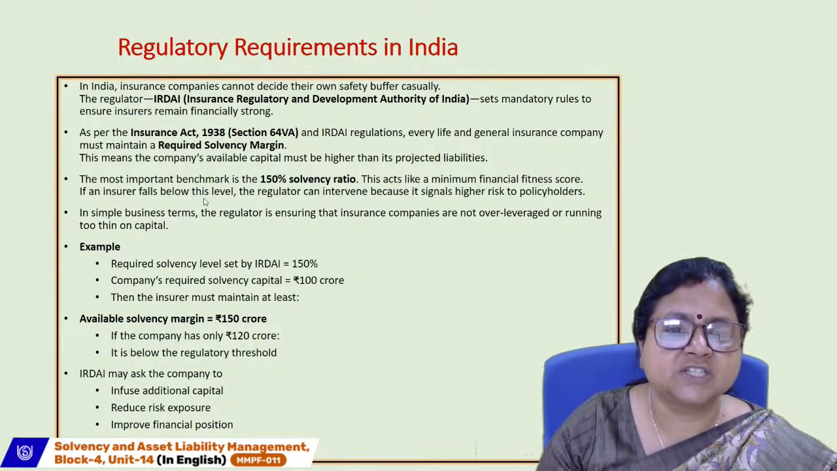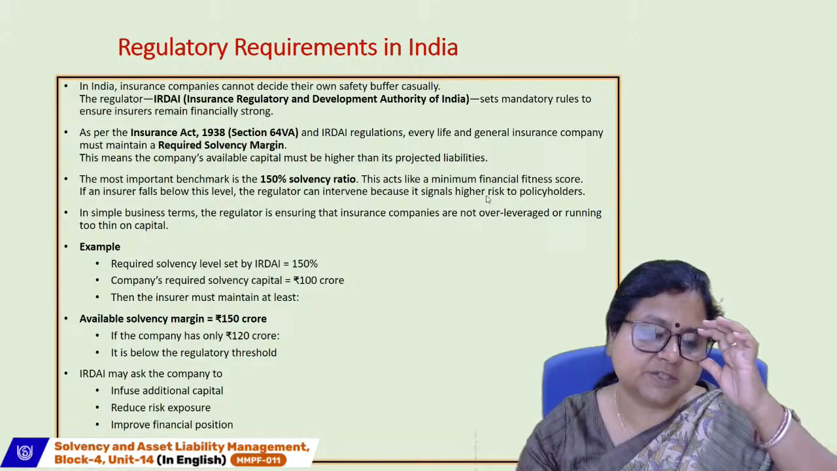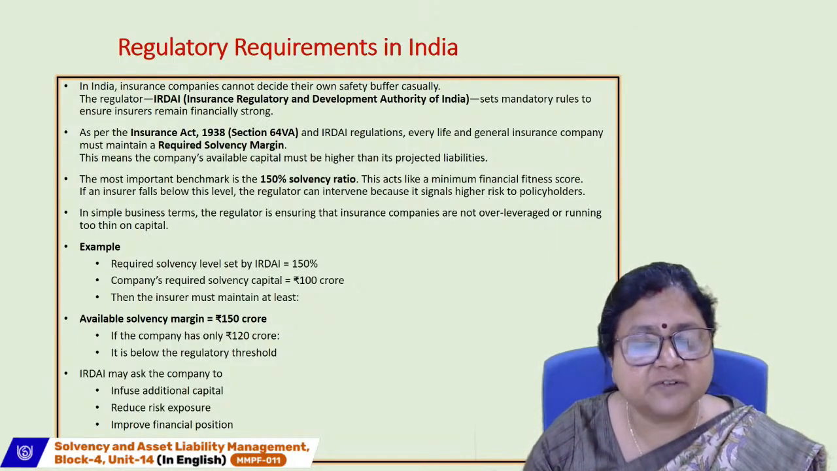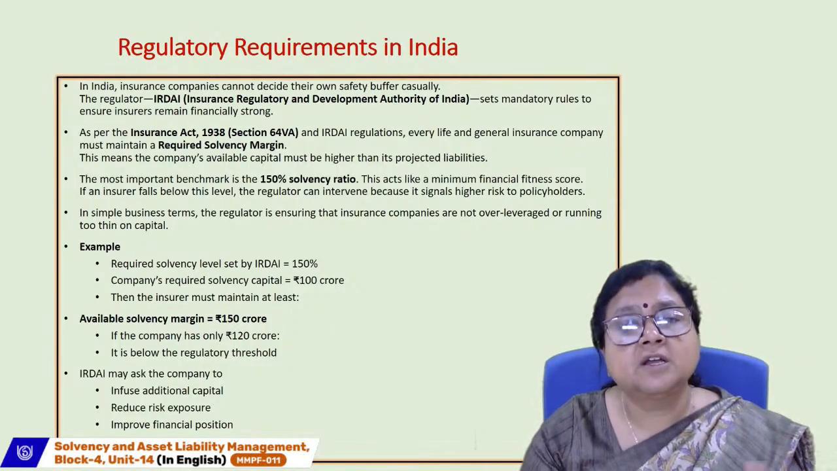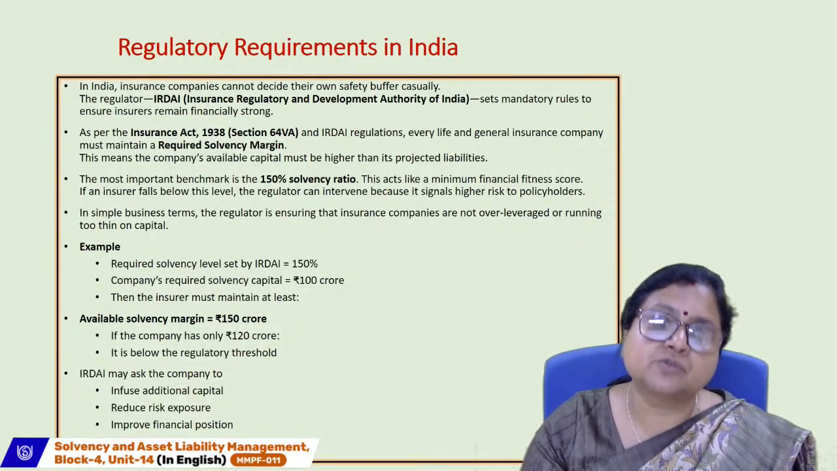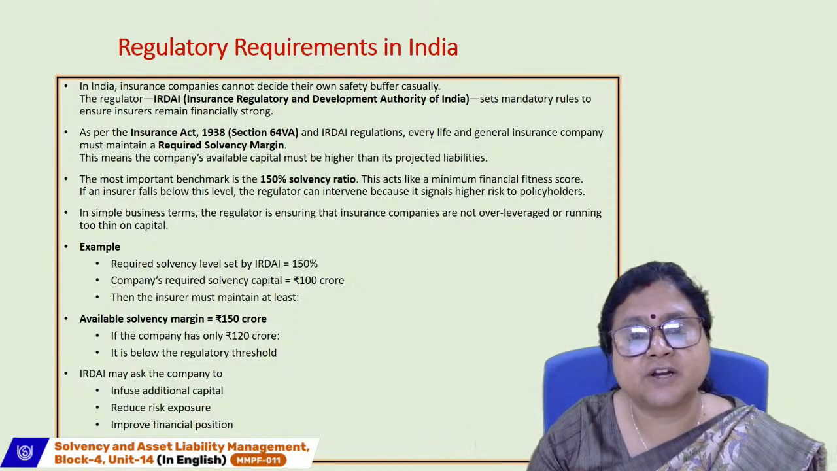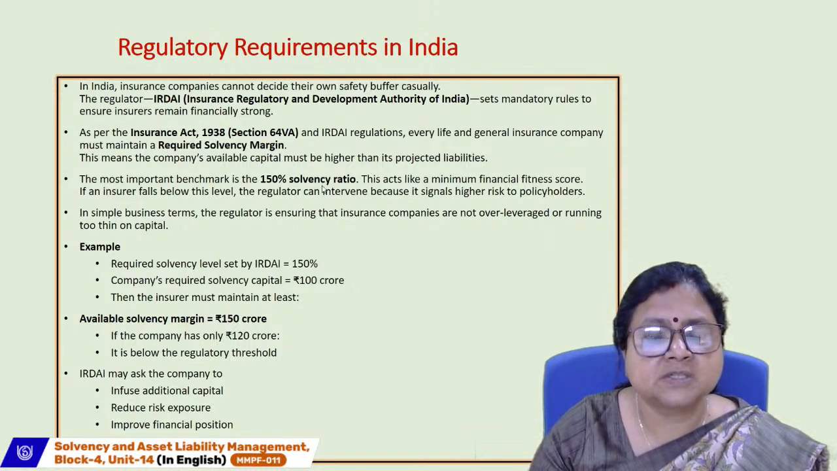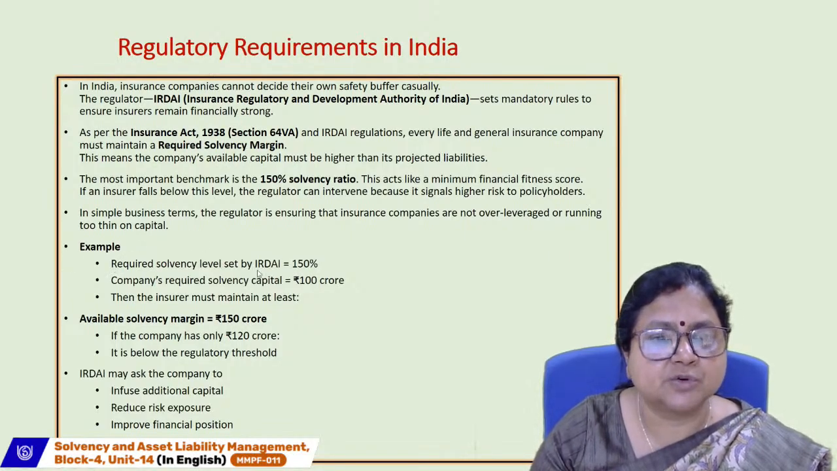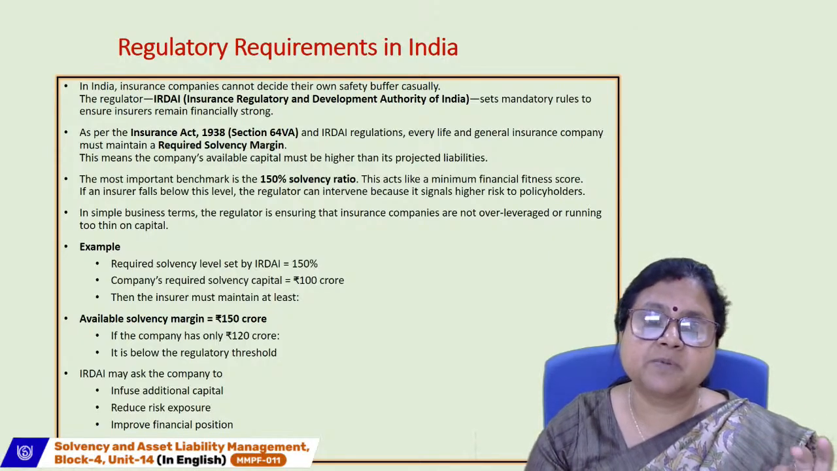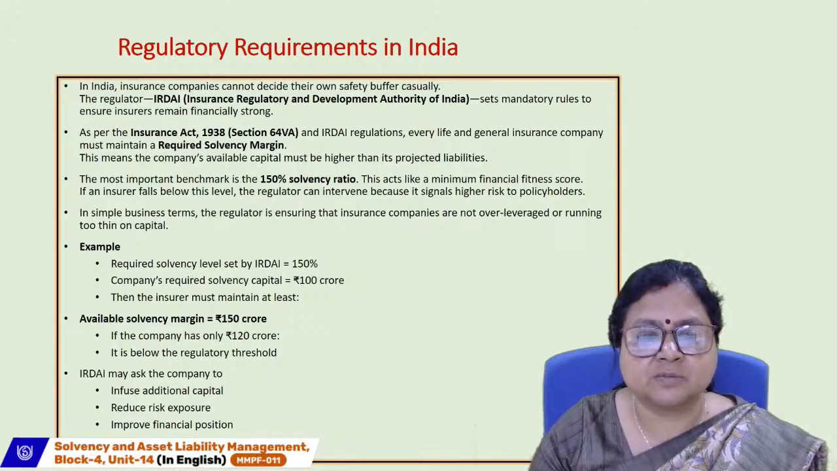If an insurer falls below this level, the regulator can intervene because it signals higher risk to policyholders. So if it is not 150%, if it is 120%, then what will happen? The regulator will intervene and ask the company to raise the solvency ratio to 150%. So it has to be 150%. Let us take an example. If the solvency ratio level set by IRDAI is 150%, and the company's required solvency capital means that the company has to repay 100 crores in terms of claim settlement.